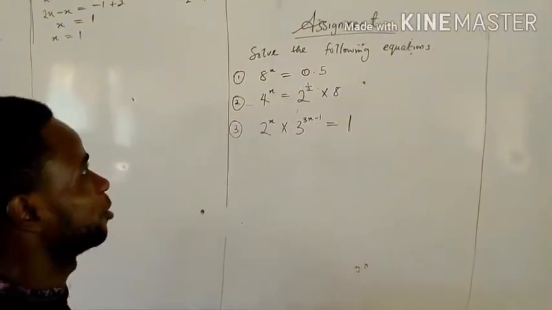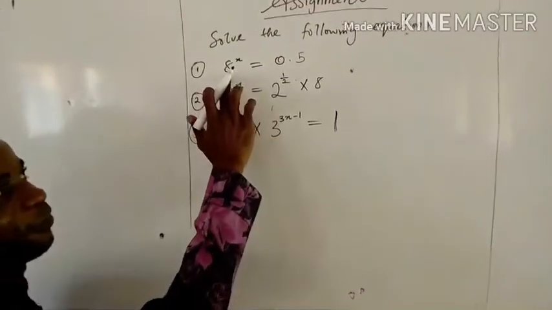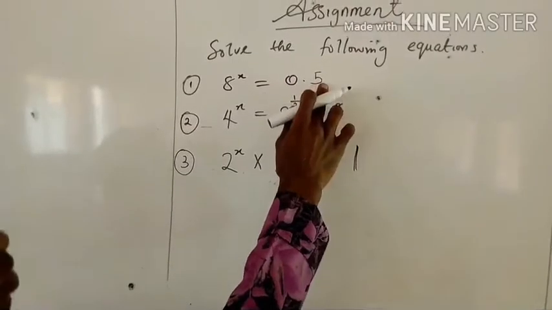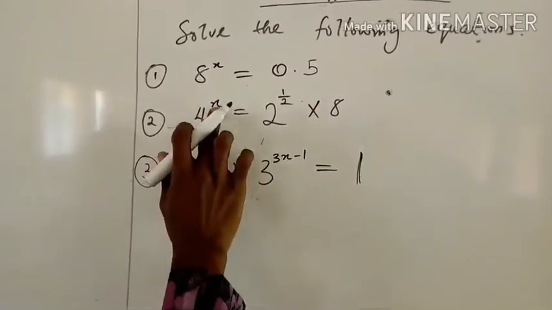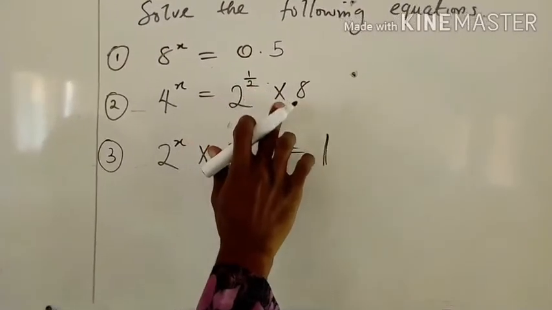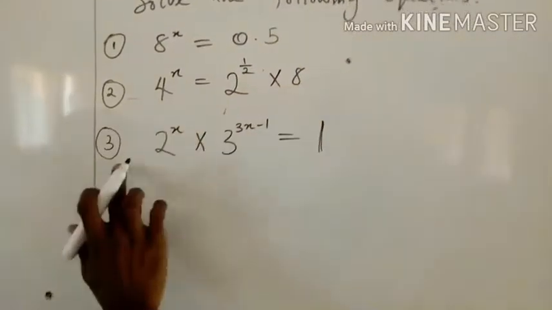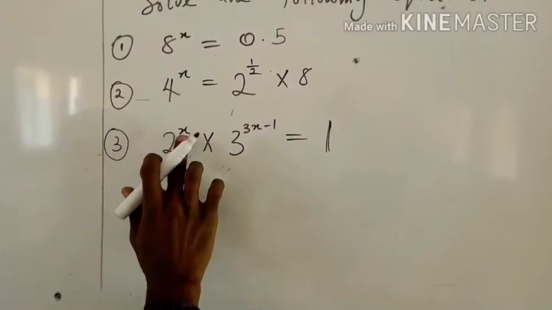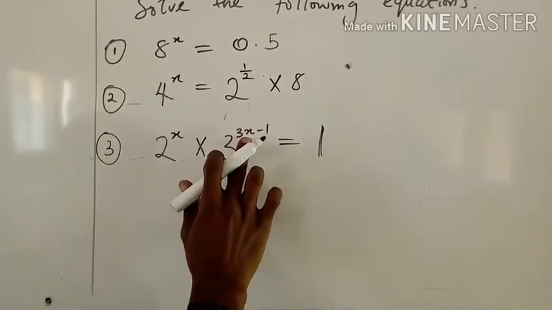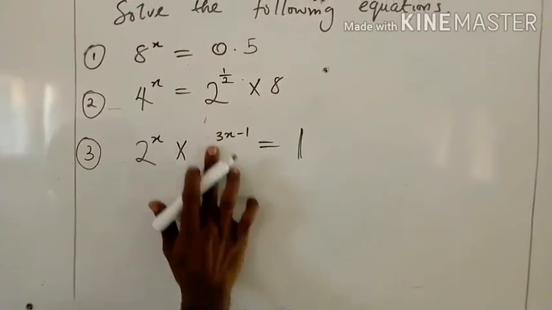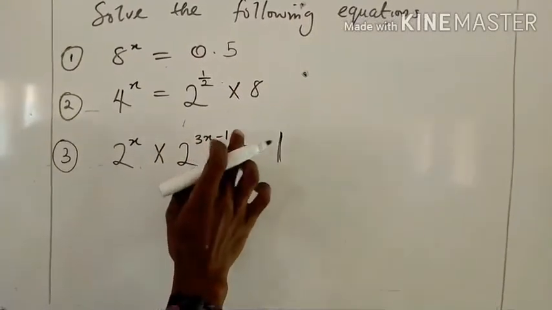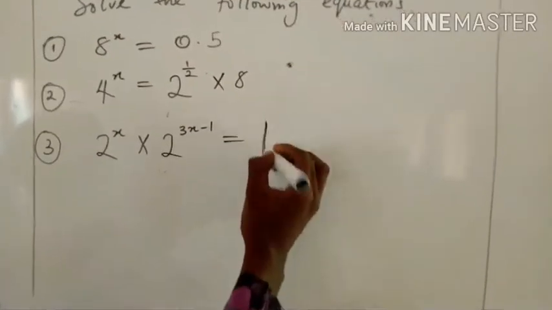Solve the following equations. 1, we have 8 to the power x equal to 0.5. 2, 4 to the power x equal to 2 raised to 1 all over 2 times 8. Then 3, we have 2 raised to x times 2 raised to 3x minus 1 equal to 1.